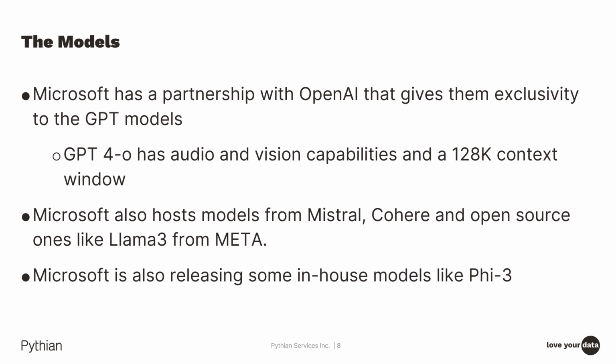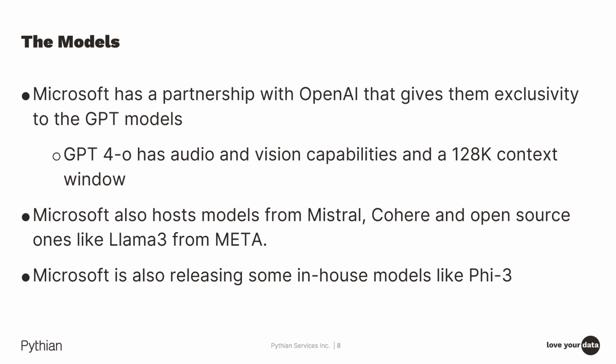Microsoft not only has the OpenAI models, but they also host models from other companies like Mistral or Cohere, and they also host the open source models like Llama 3 from Meta. So you don't have to only be constrained to Microsoft models. Microsoft is also releasing some in-house models like Phi 3, for example. This is a smaller model that is meant to be run on smaller devices as well. So we have a big family of different models, different options that you can choose from.